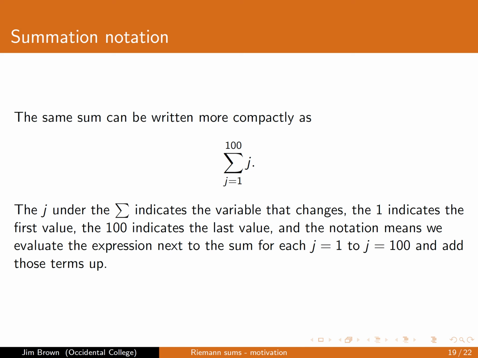So when j is equal to 1, we have 1, and then we add the next term, which is j equals 2, add the next term, which is j equals 3, so we have 1 plus 2 plus 3, and we keep doing that all the way until we get to j equals 100. So we see we get the same summation, just in a more compact notation, as on the previous slide.